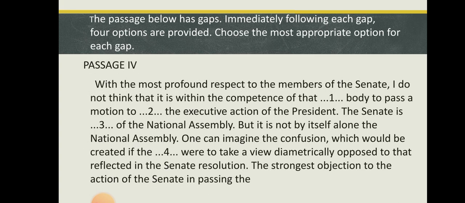We have read the first one and we understand that this passage is talking about the aspirants between the Senate and the president. Now let's come again. The first one says, with the most profound respect to the members of the Senate, I do not think that it is within the competence of that dash body to pass a motion to dash. Now let's come. We're talking about to pass a motion.